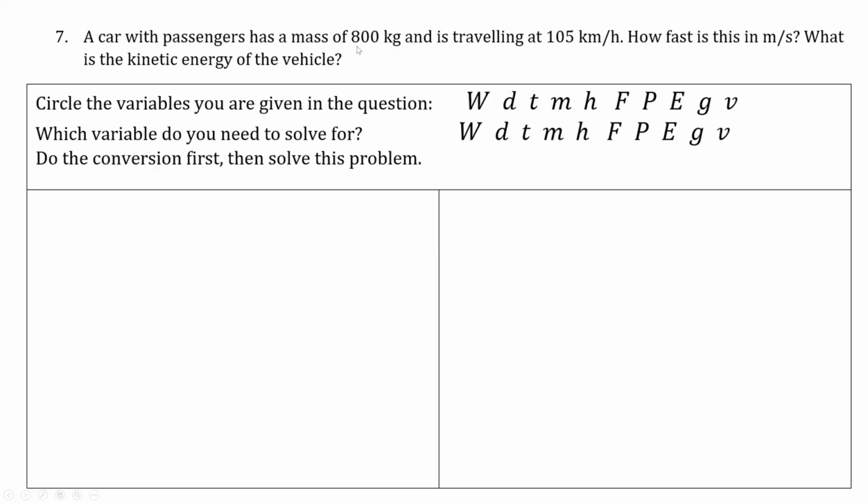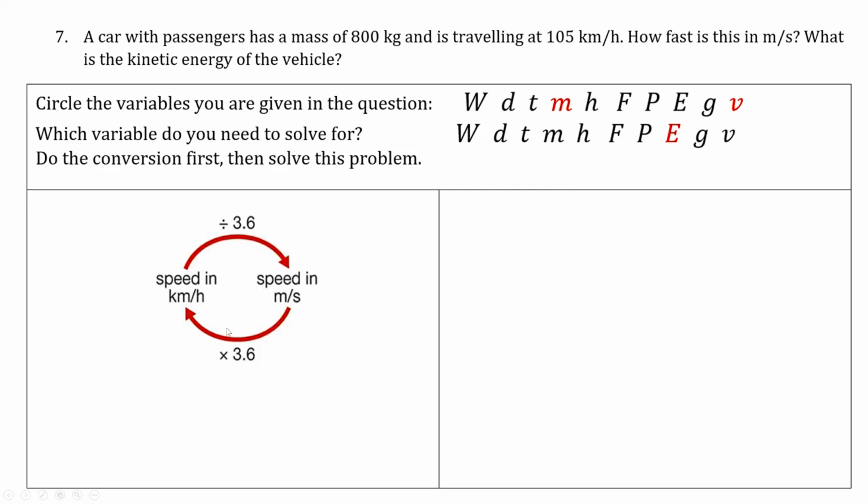A car with passengers has a mass of 800 kilograms, travelling at 105 kilometers an hour. How fast is this in meters per second? And what is the kinetic energy of the vehicle? So we've got a mass, we've got a velocity, and we need to work out the energy. So the first thing we need to do is we need to do the conversion. We need to turn this into meters per second. So divide it by 3.6, 29.17 meters per second.